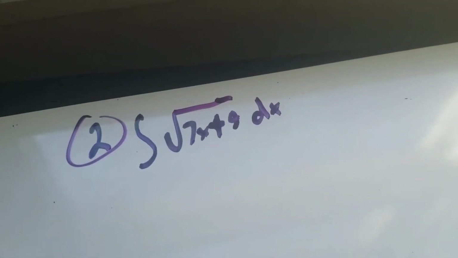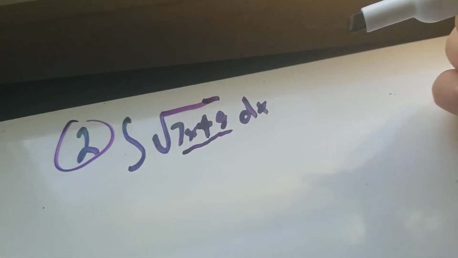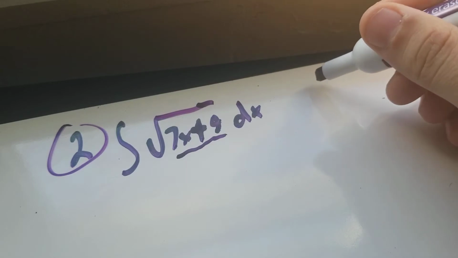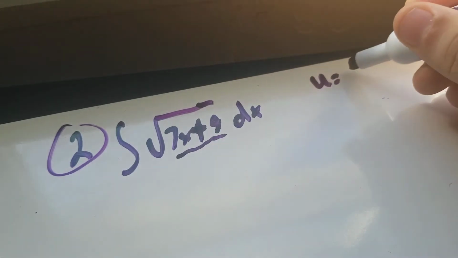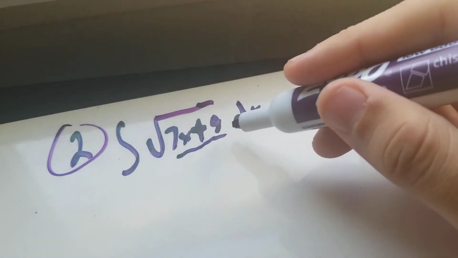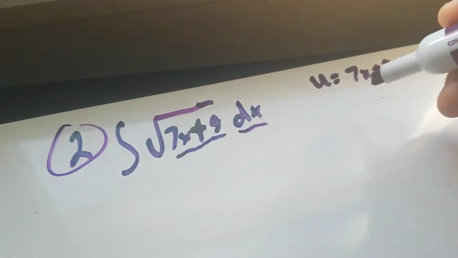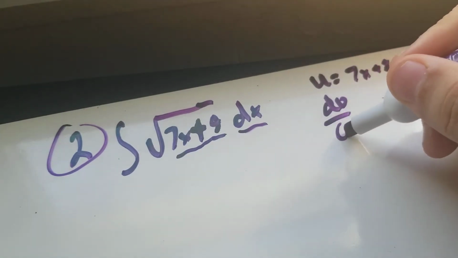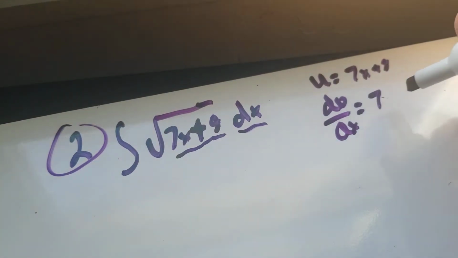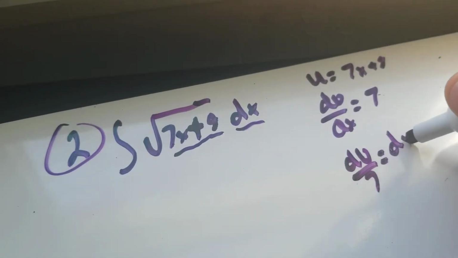All right, let's get to the next one: the integral of the square root of 7x plus 9. Since this whole expression is inside a square root, this makes it difficult to integrate directly. So what we're going to use is u substitution. I'm going to claim u is 7x plus 9. That makes it nice because then I can replace this whole 7x plus 9 with u. But I also need to replace dx. So du/dx equals 7. A little bit of algebra: du over 7 equals dx.